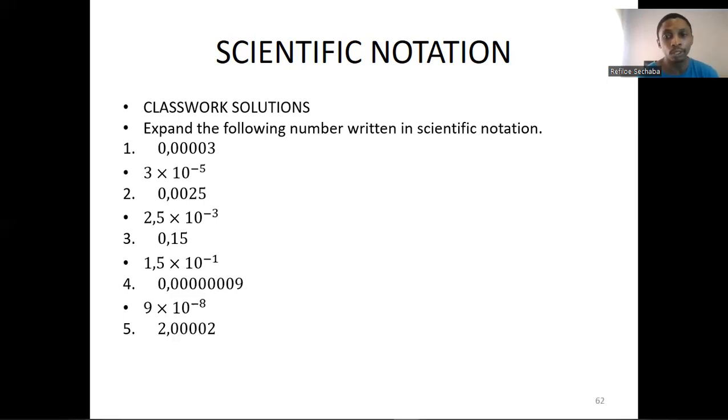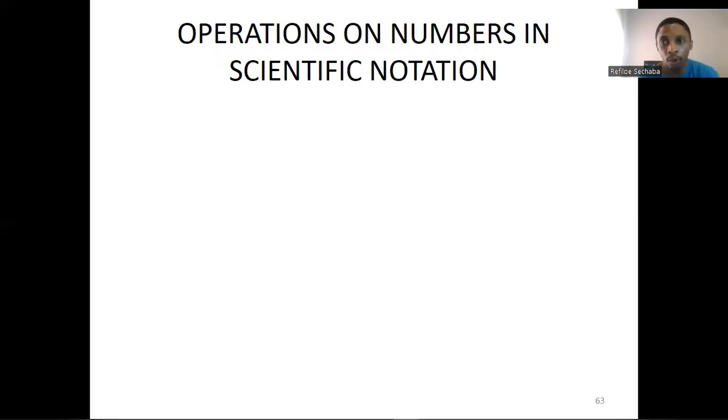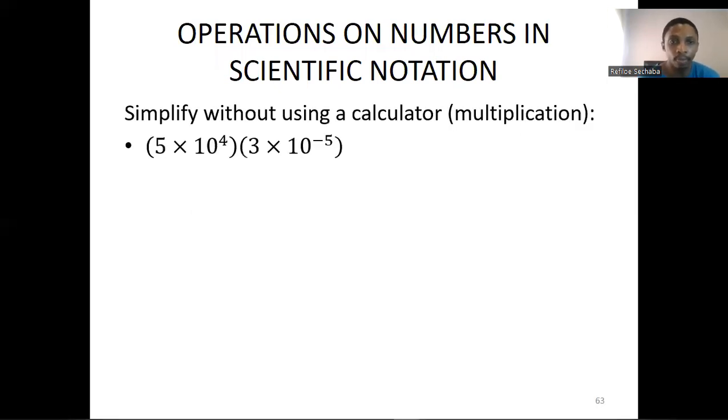And then what about this one here? Remember, you need to only have 1 digit before the comma. Do we have 1 digit before the comma here? The answer is yes. So we don't need to move it. So we move it 0 times. That's why the exponent of 10 is just 0. We good? All right. Now we're going to be doing operations on numbers in scientific notation using a calculator.